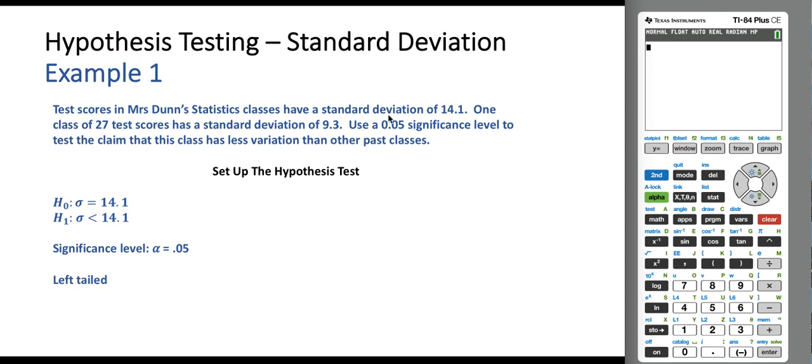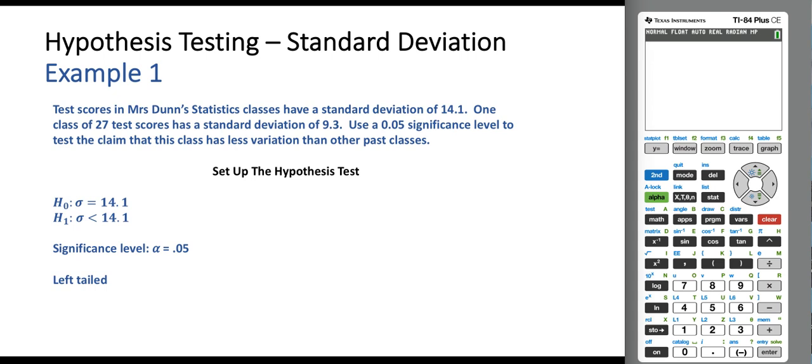So hopefully you realize we're testing whether or not these new test scores have less variation than the other past classes. So our population standard deviation that we're testing is that sigma is equal to 14.1. The original claim is that sigma is actually less than 14.1. Remember, that's the original standard deviation. The level of significance is 0.05. Remember, since this inequality is pointing to the left, we have a left-tailed test.